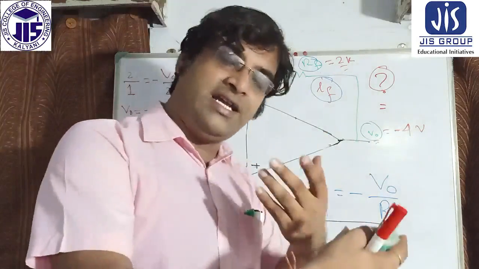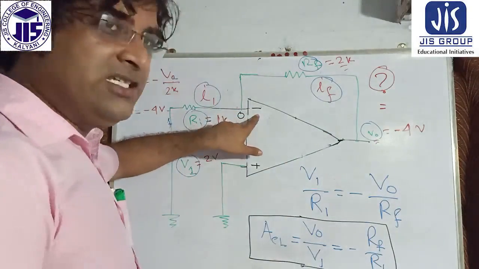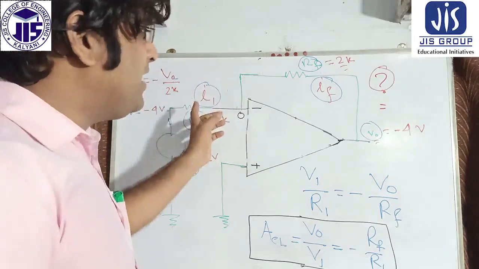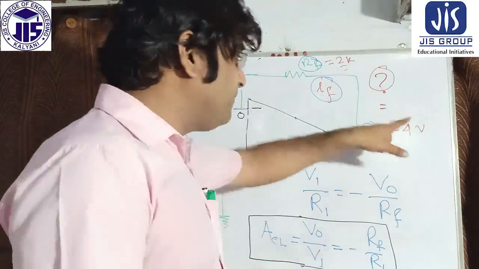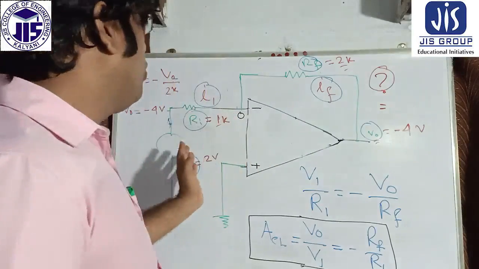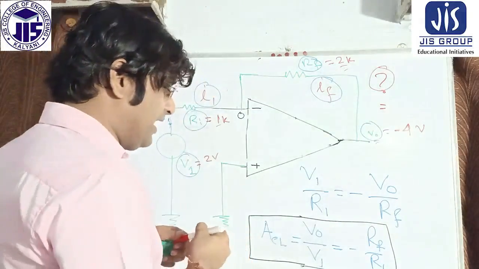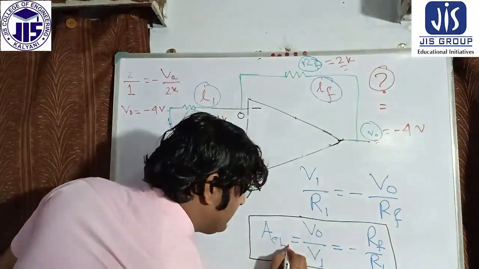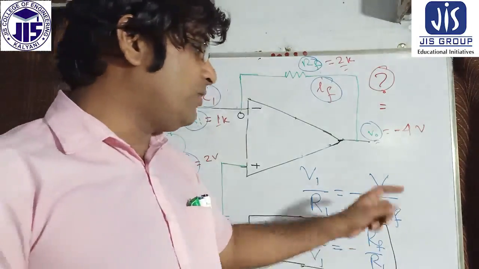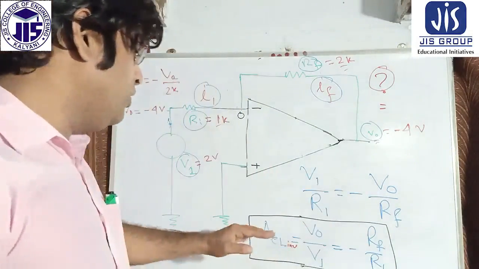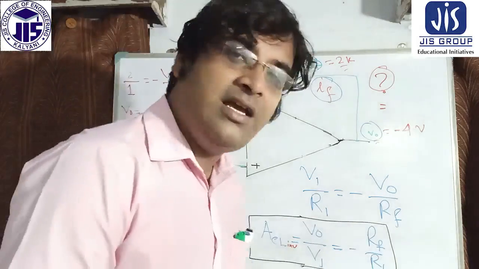That means it's inverting, and that means whatever signal I am giving, I am introducing it in the inverting input terminal, that's why it is amplified in the output, but it's inverted. So from that point of view, we can say this is an inverting amplifier. You can say the inverting amplifier closed loop gain, that is V0 by Vi, equals minus RF by R1, that is ACL inverting equals V0 by Vi equals minus RF by Ri.